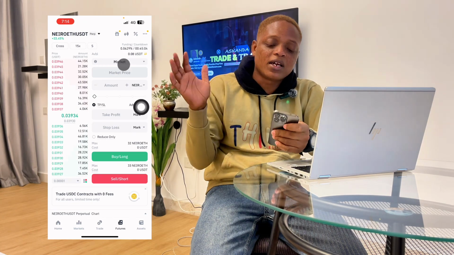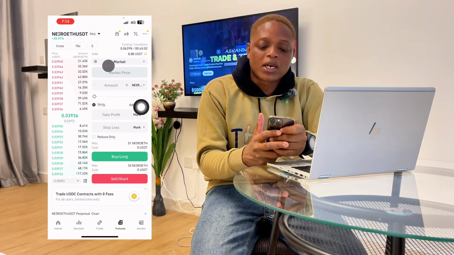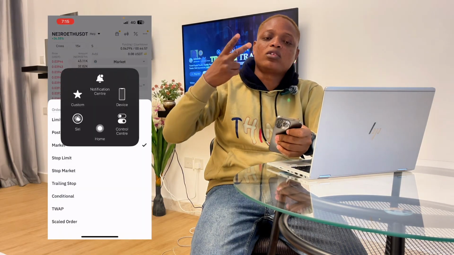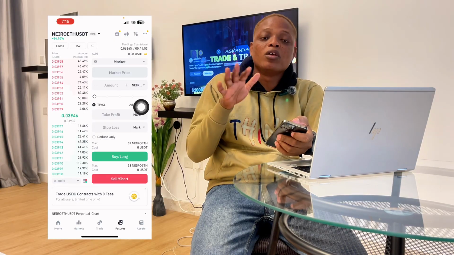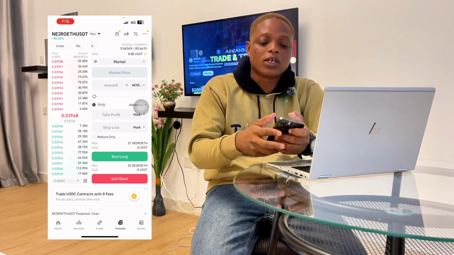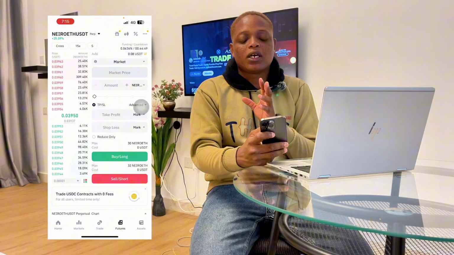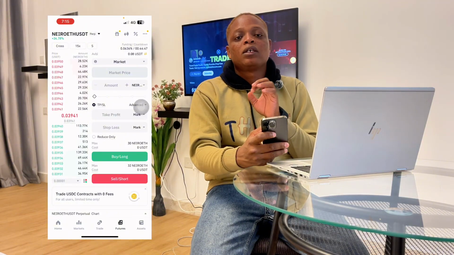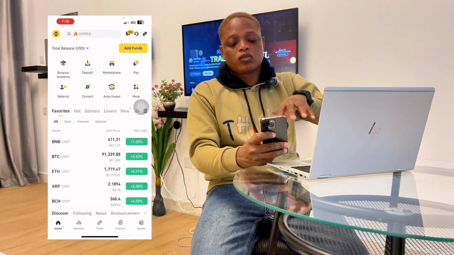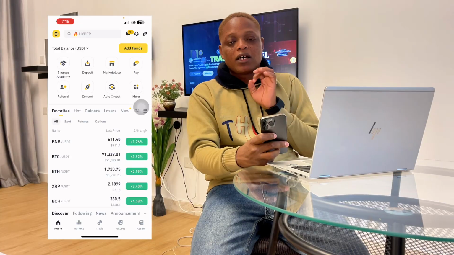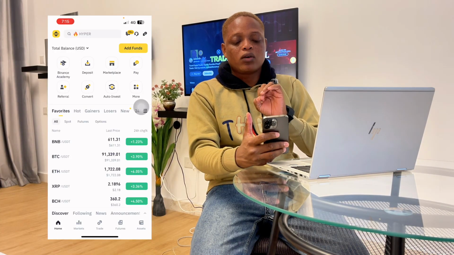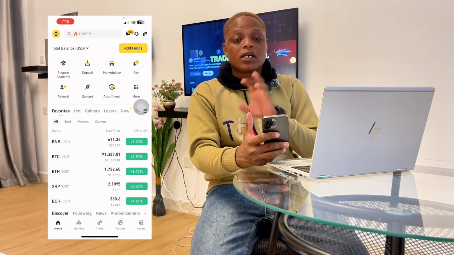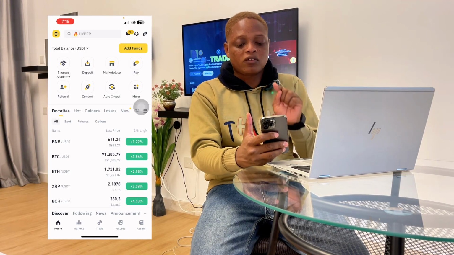Then we have at the right hand side market order. We have two types of orders on Binance, Bybit and OKX, and we have many others, but just focus on the two types. The first one is called market orders. When we say market orders, you want to enter the market right now. If we go to my Binance favorite, you can see that Bitcoin is currently at $91,339. That's the current market price of Bitcoin.